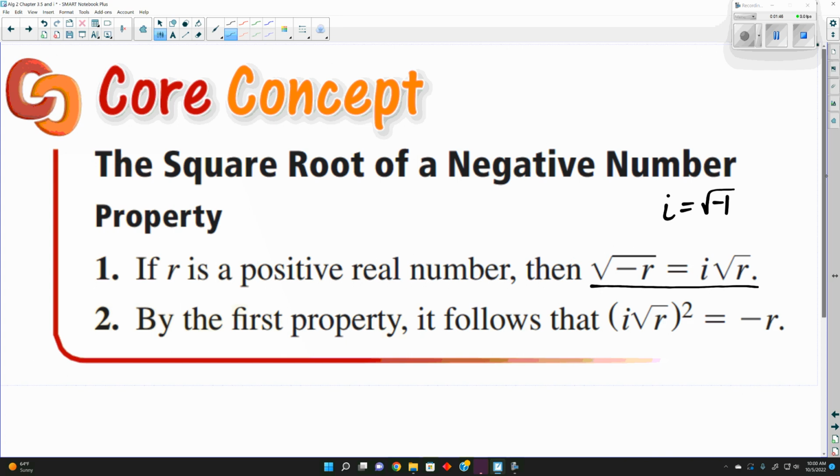Any questions on this so far? You're good. It's just saying if we take the square root of a negative number, we're going to get i, and then whatever the square root of that number is. And if we square it, we're just going to get back to that negative number.